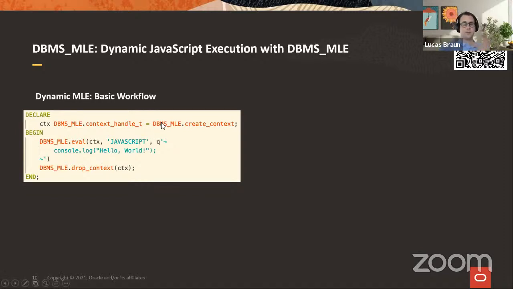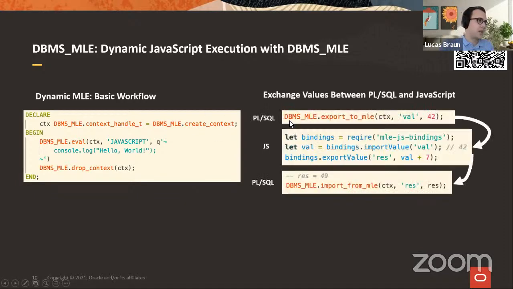Now, if your JavaScript program should communicate with other scripts or other functions, other PL/SQL procedures, you need a way to import and export variables into and from that JavaScript program. And that's why we also have an API for that. So on the PL/SQL side, you have export to MLE to export a certain variable identified by a name. Here it's called val, to the MLE context. And then later on, you can also import from an MLE context a result, for instance.